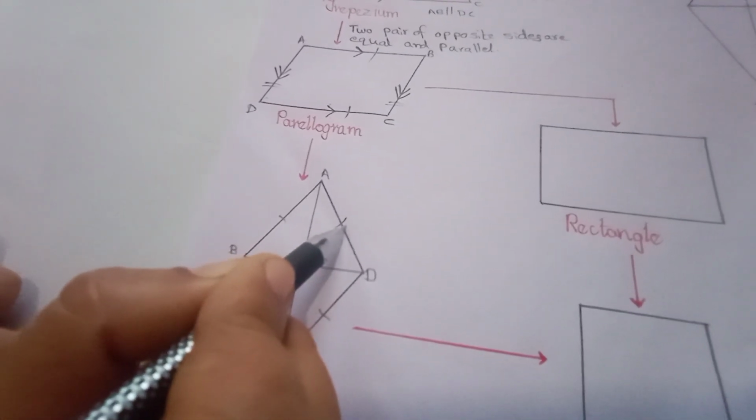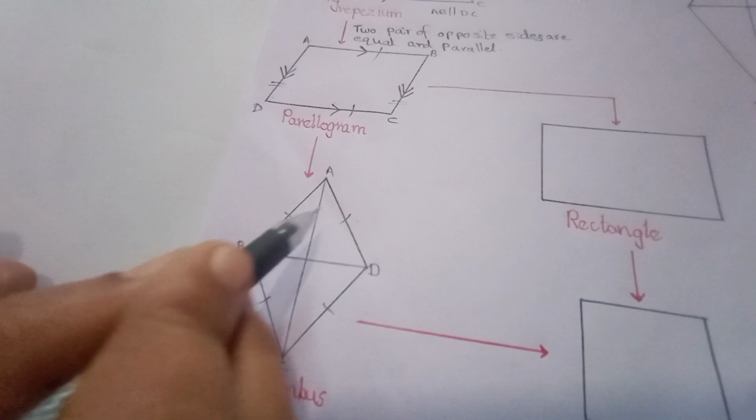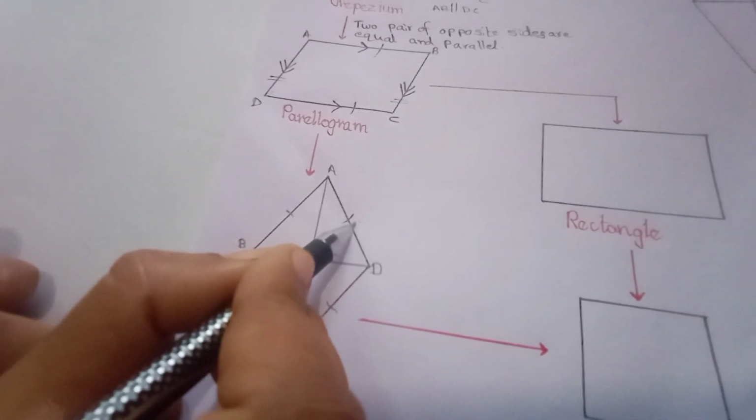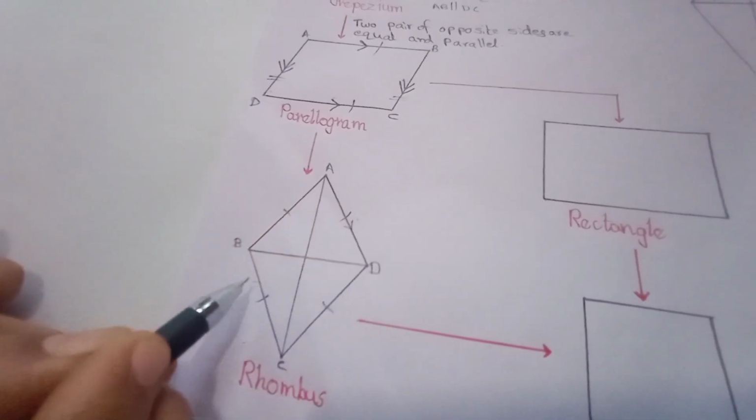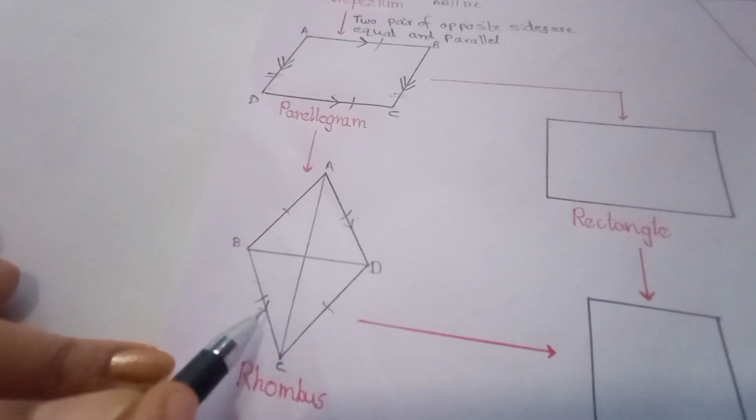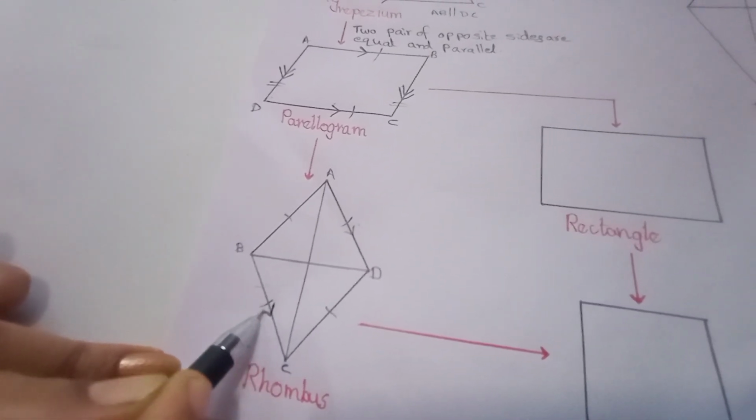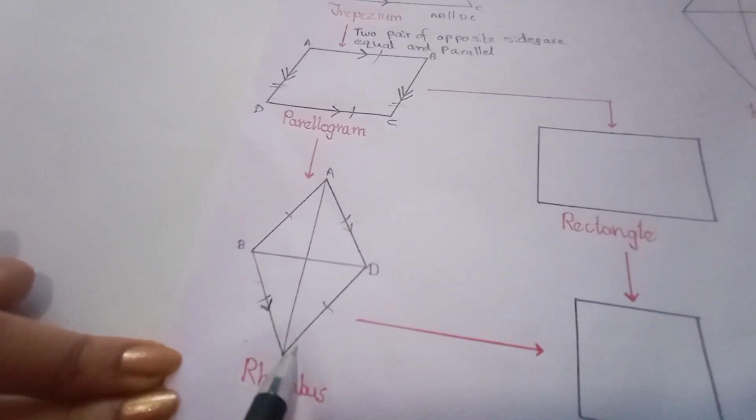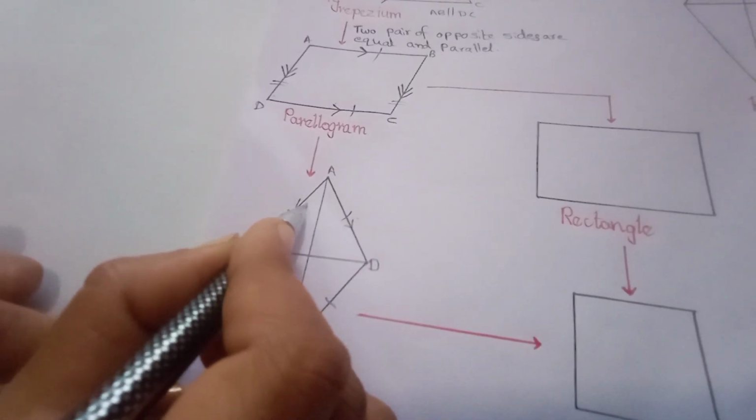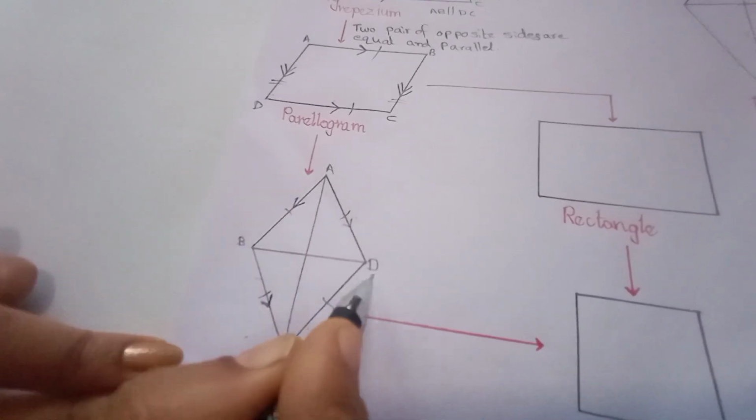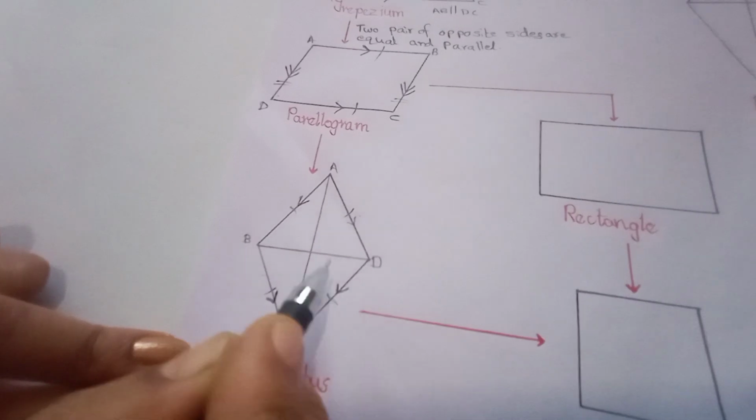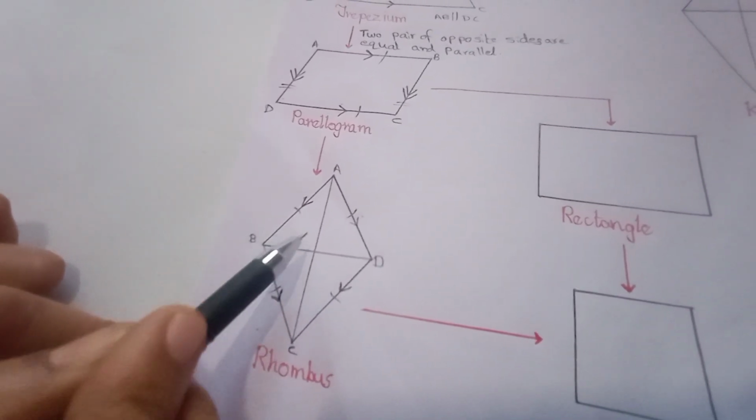And opposite sides, this side will be parallel to this side, like this arrow. We use two arrows. Then AB parallel to DC, like this. Use arrows.